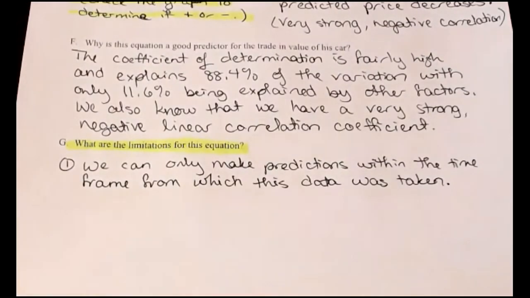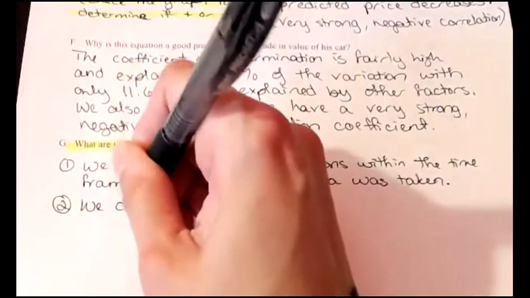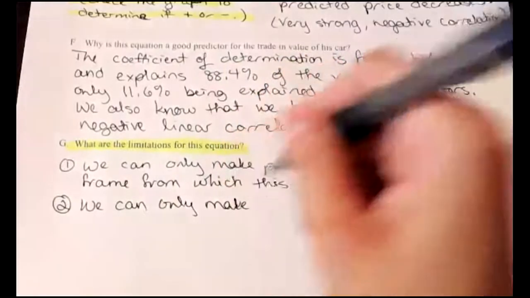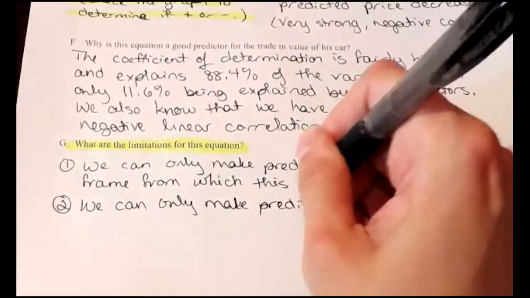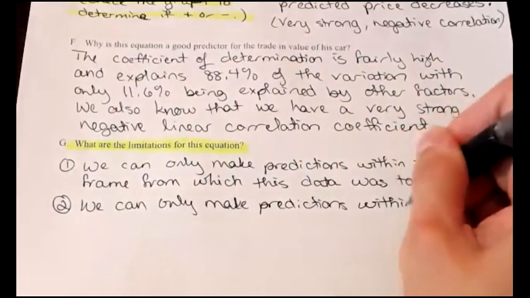It's not going to be meaningful if, let's say, this were taken in 1970 and we're asking what's going to happen in 2030? No, there's no way that this is going to be applicable to a different time frame. Your second one is we can only make predictions within our domain.